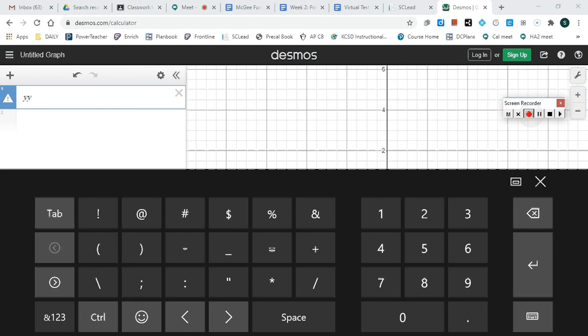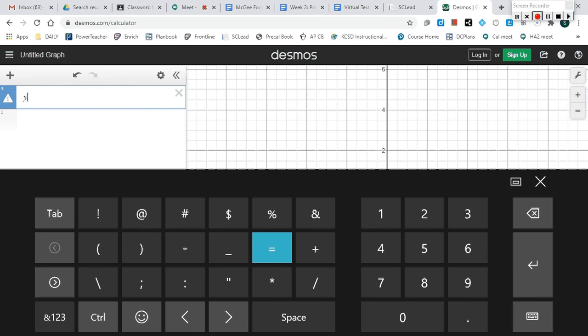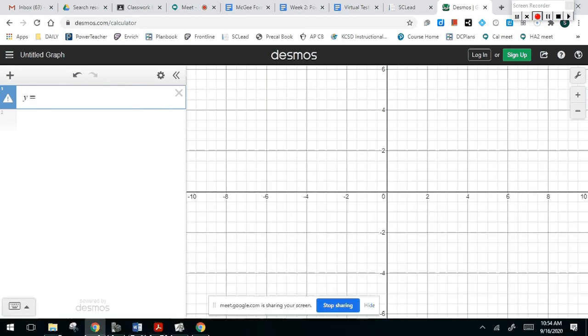All right, this is number 6 from the homework. Y is greater than, I hit greater, come on. Equal to, it's not going to let me do the. We did it yesterday.